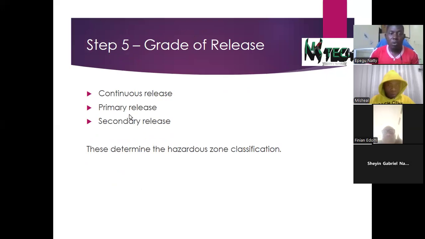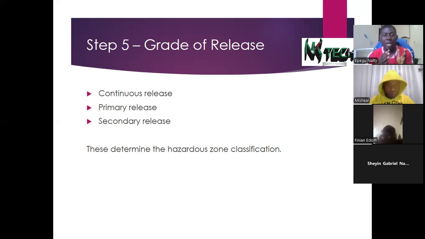So the first one is your continuous release. What does it mean, continuous release? It means at every point in time, that vapor is released. It's always there. And it means that place is always prone to fire accidents. So that's continuous release. And if you want to zone this, this is zone 0. Okay, but we'll get to this.